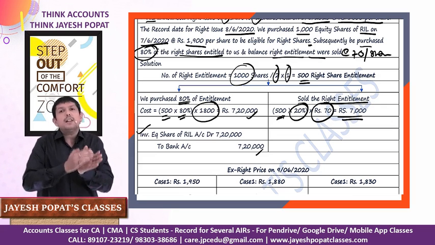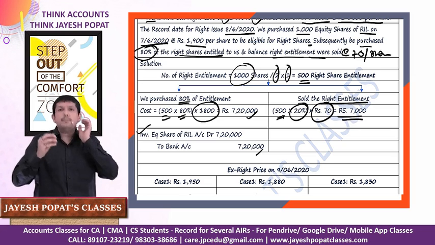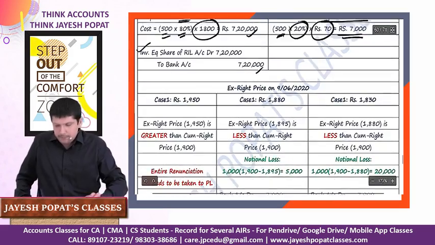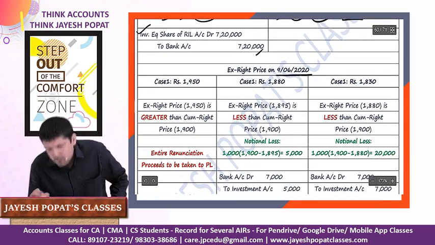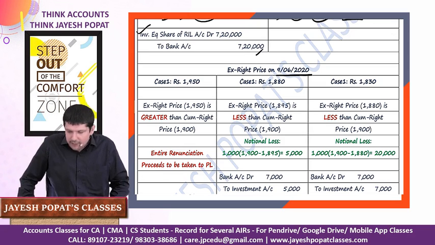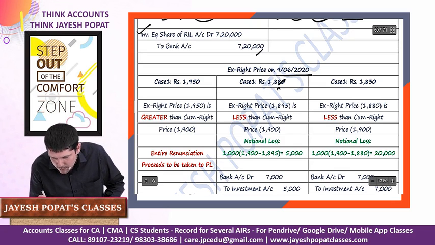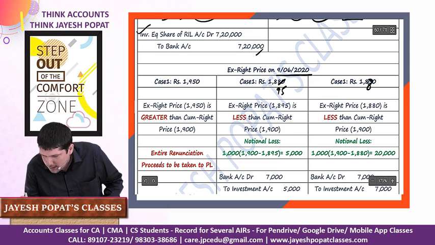We need to look at it that once this share becomes ex right, meaning on 9th of June when the price opens in the share market, we'll have to have a look at that price. So the ex right price on 9th June 2020, in case 1 it is 1950, in case 2 it is 1895, in case 3 it is 1880.